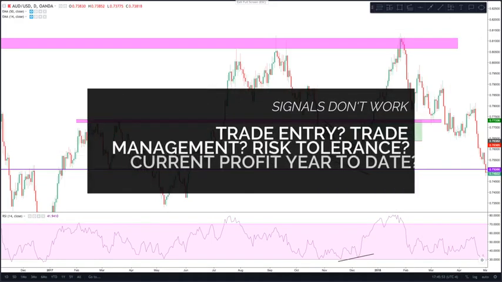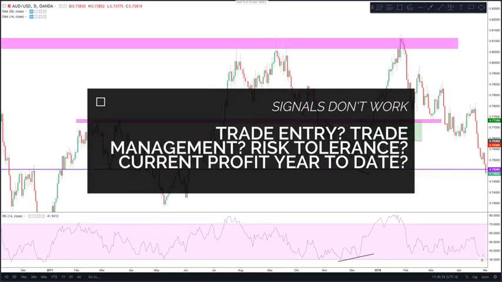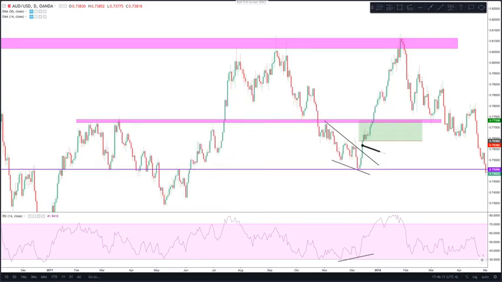This is specifically why signals don't work, because all traders are different in their decision making in terms of where to enter, how to manage their position, but more importantly, their risk tolerance and current running profit. Meaning, let's say you just banked 10 to 15% on a massive trade. You might feel more confident and jump into the next trade with the breakout engulfing candle without waiting for a pullback. Again, you're only risking 1%, so your risk is capped.